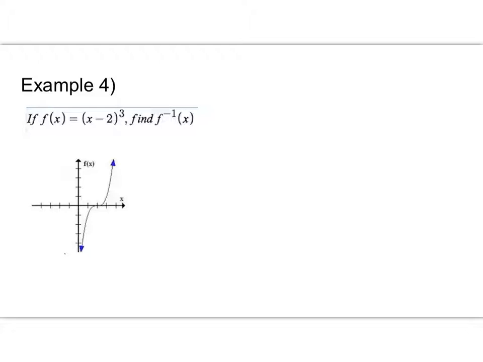Another example. I have f of x equals (x minus 2) cubed, and I want to find f inverse of x. If you look here, this function does pass the horizontal line test, so it is a one-to-one function, and it does have an inverse function. So let's go ahead and find it.